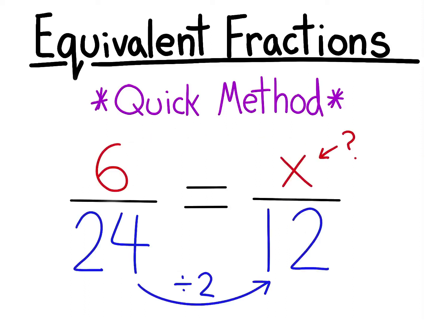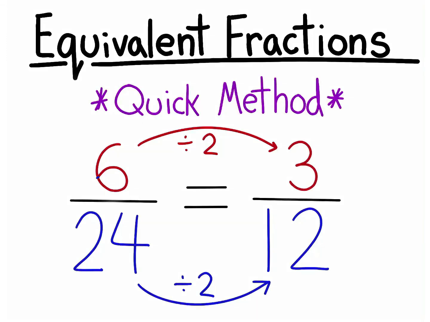Here's another example using division. 6/24, and we're trying to find an equivalent fraction. Well, let's divide our denominator by 2. That'll give us a new denominator of 12. If we divide the denominator by 2, we also have to divide the numerator by 2. 6 divided by 2 equals 3. Therefore, 6/24 is equivalent to 3/12.